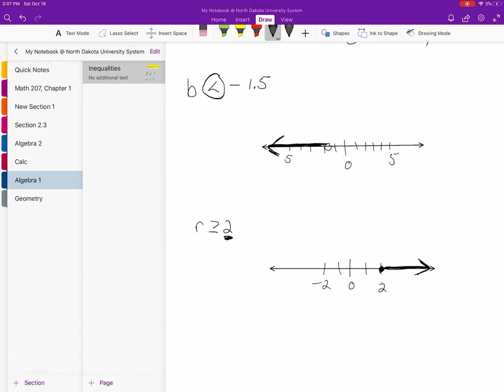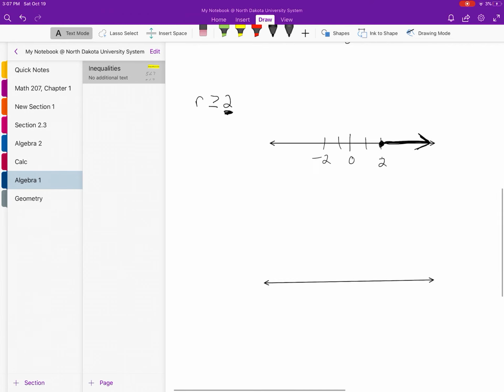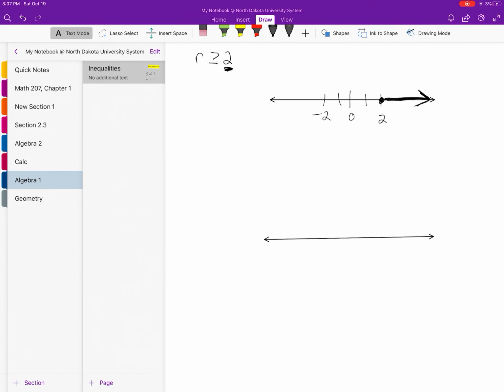How do we write an inequality from a graph? Let's practice that, shall we? Okay, so let's say we have one, and let's graph it in the positive direction.